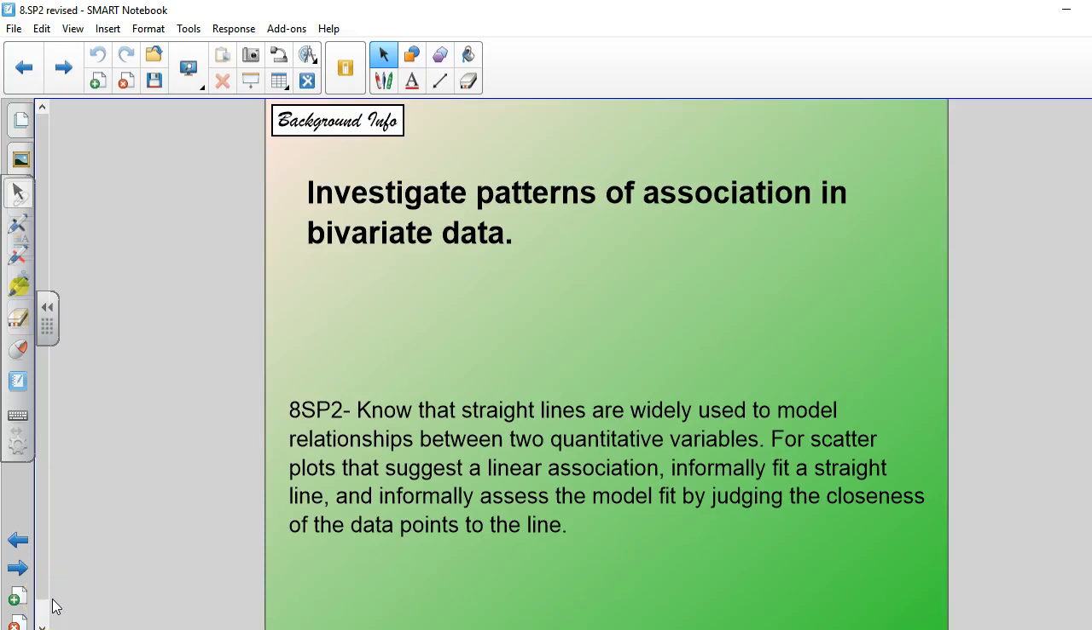Hey guys, today we're going to investigate patterns of association in bivariate data. What we need to know today is that straight lines are widely used to model relationships between two quantitative variables. For this scatter plot that suggests a linear association, we're going to learn how to informally fit a straight line and how to assess the model of fit by judging the closeness of the data points to the line. We're going to be examining the fit, just like we did yesterday, but with a little bit more specifics.